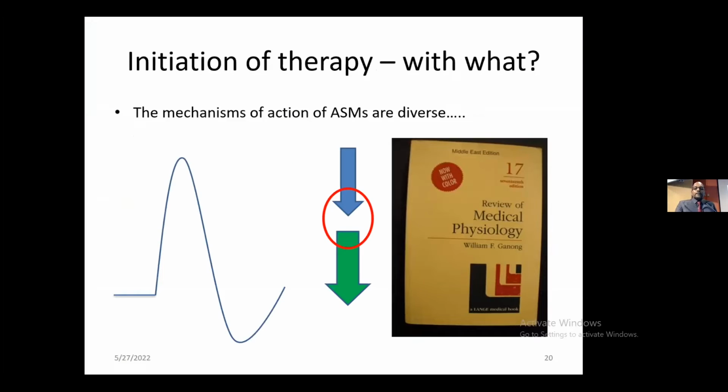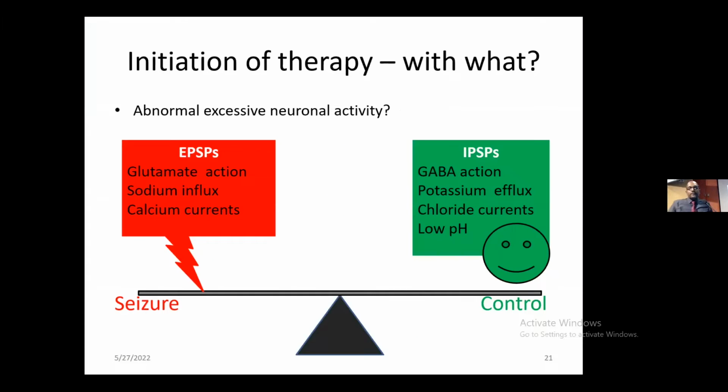So there is the mechanism of action of anti-seizure medication. They are diverse, but basically based on your action potential and the synaptic transmission, the physiology. So when it comes to the synaptic transmission, there are certain mediators or agents which produce excitatory postsynaptic potentials and inhibitory postsynaptic potentials. So glutamate action would be excitatory, sodium coming into the cell would be excitatory, your calcium channels are going to be excitatory, whereas GABA, potassium efflux, chloride currents, and low pH would be inhibitory.